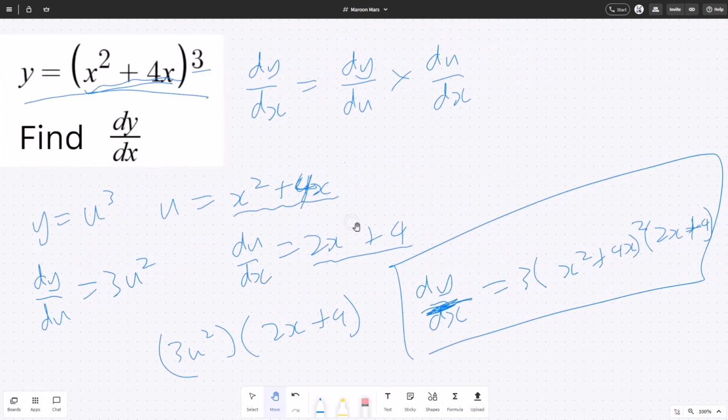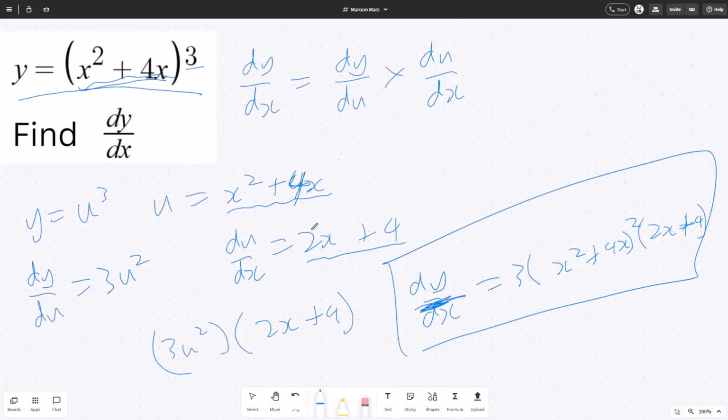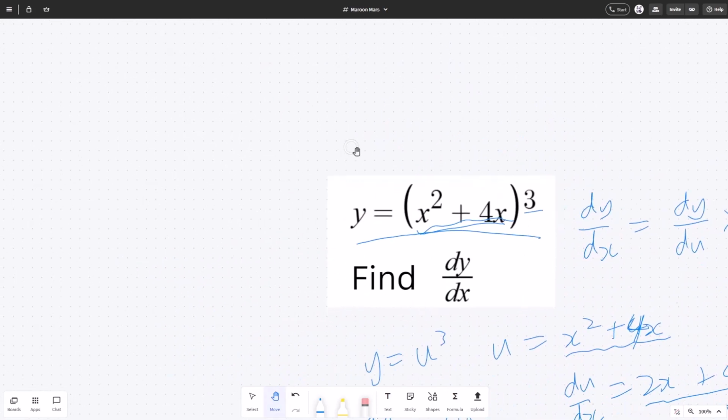So now, how do we do this in one single step? So we don't have to do all this. This took us maybe a minute or two. How do we do it in one single step? Guess what? This is the chain rule.